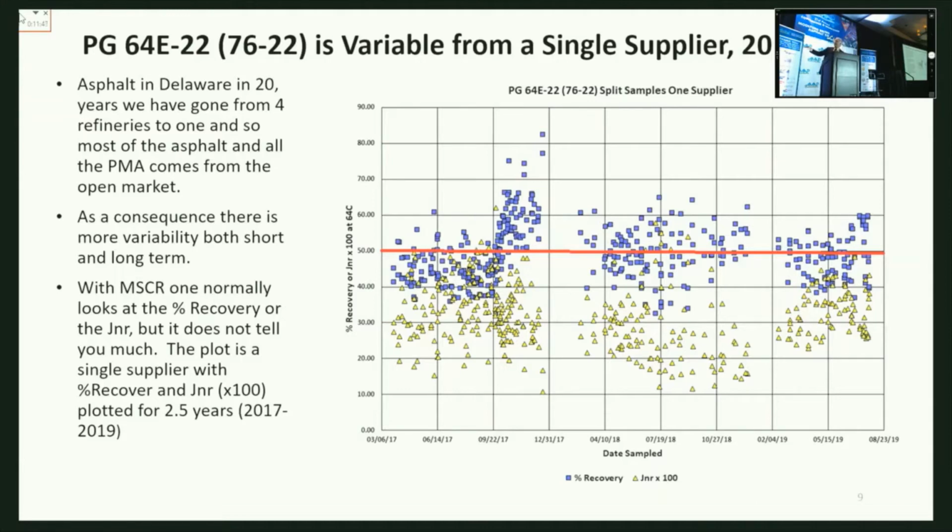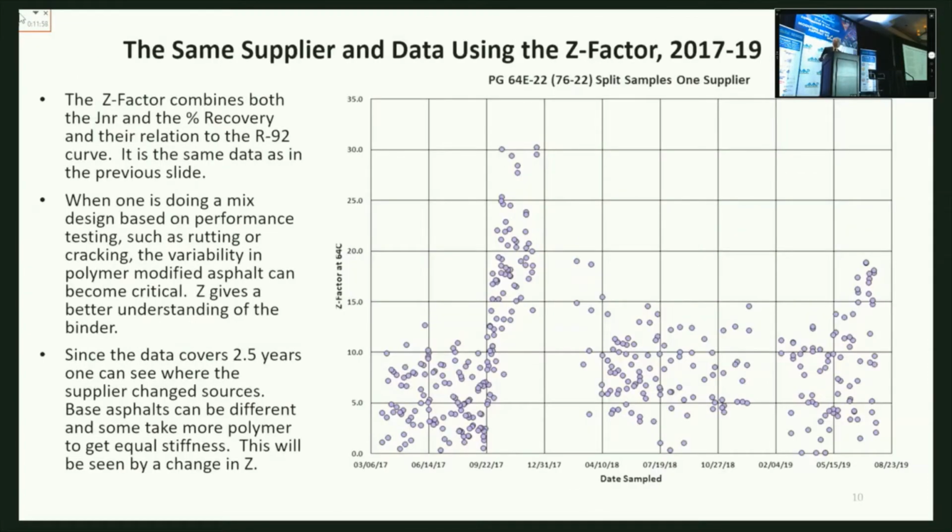And it's sort of hard to understand what's happening here, because everything's overlapping. And so I put it on, let's see, as a Z factor. Now it becomes a lot clearer what's happening.